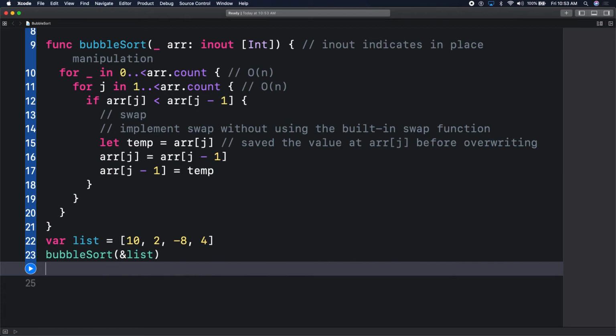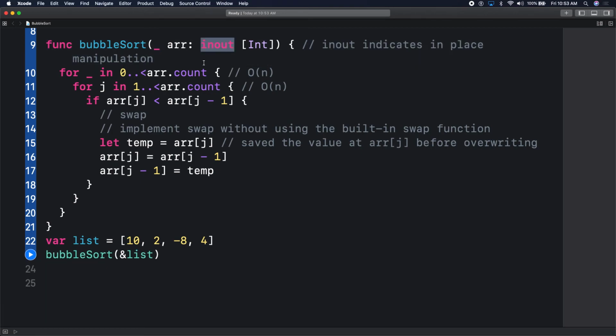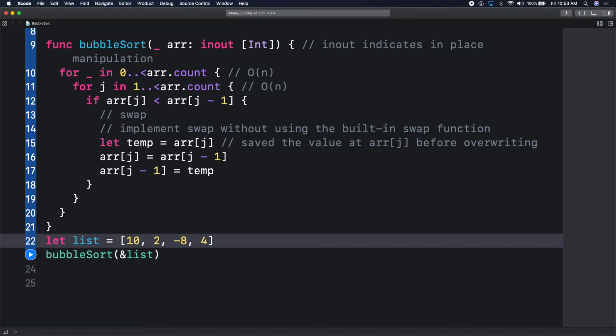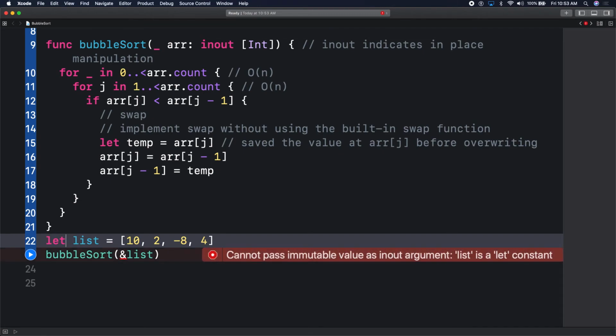By using the inout, again, when I call my function on my list, it needs to be a variable. If I say this is a constant, I'll get a compiler error, right? Because here I'm saying I want to change list, but list is a constant. I cannot change list if list is a constant.